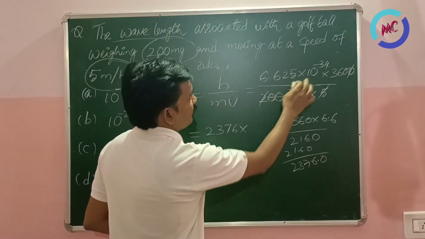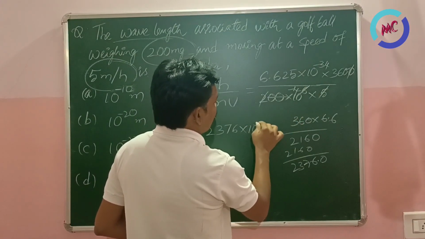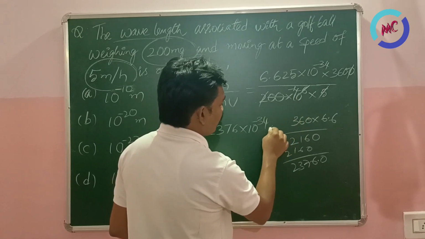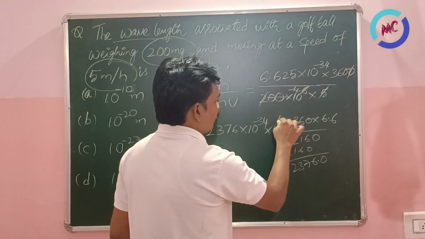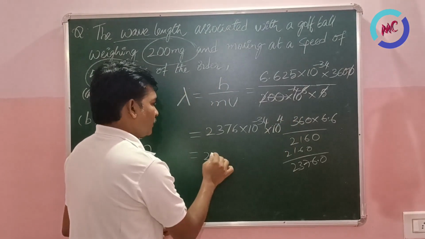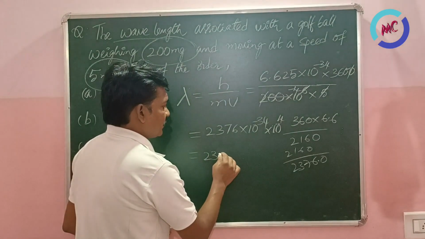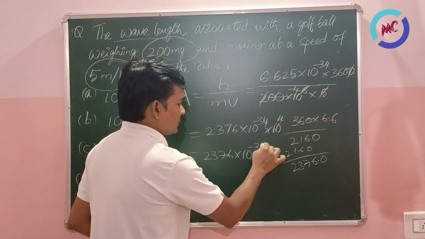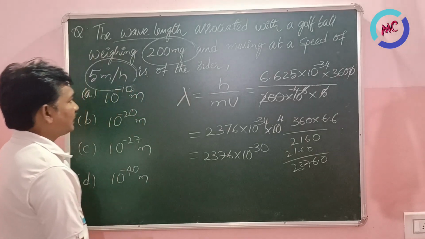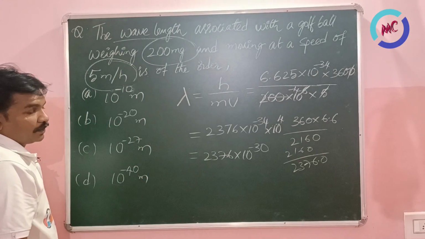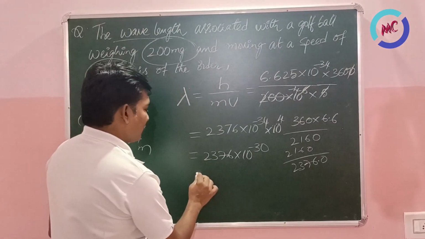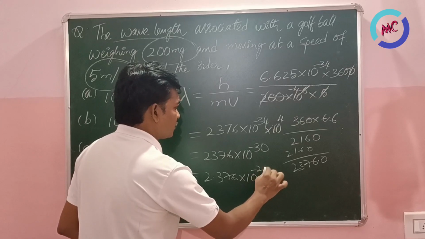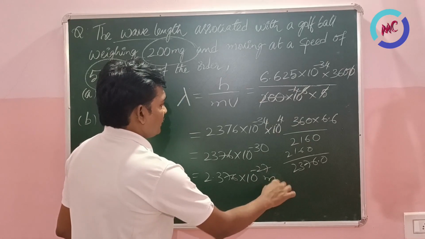2376 into 10 to the power of minus 34, and in the denominator we have 10 to the power of minus 4. It will move up and become 10 to the power of 4. That is equal to 2376 into 10 to the power of minus 30. In the given options there is no 10 to the power of minus 30, so we can write it as 2.376 into 10 to the power of minus 27 meters.